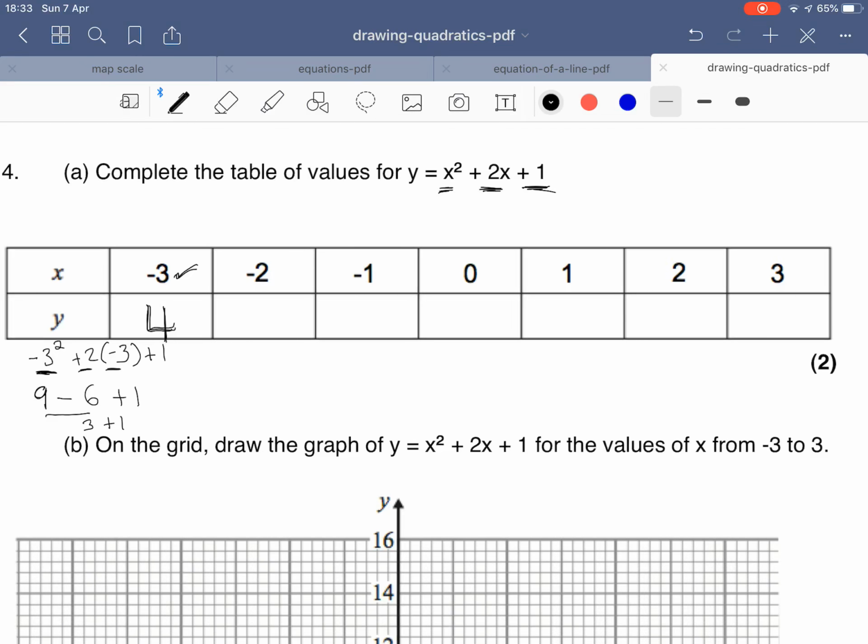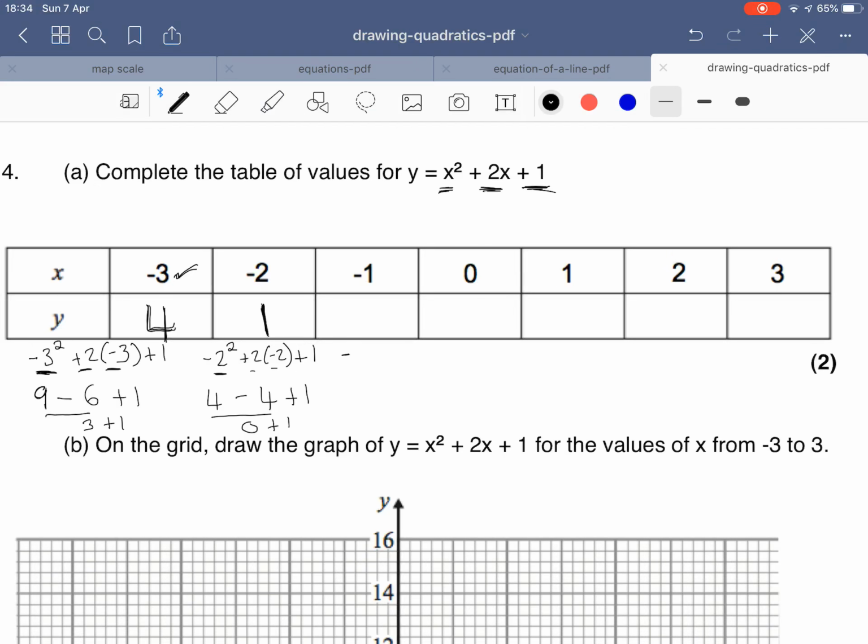Next one. So I've got minus 2 squared plus 2 lots of minus 2, and then add 1. Minus 2 squared, that's 4, because we've got a minus times a minus, which is a positive. 2 times minus 2 is minus 4, and then I'm going to add 1. 4 take away 4 is nothing. Nothing add 1 gives me 1. So it was 4, 1. I'm not going to plot them yet, I'm going to fill in the whole table first.